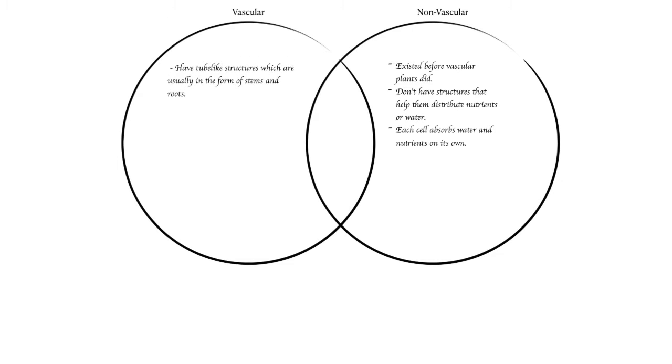Vascular plants have tube-like structures which are usually in the form of stems and roots. These structures carry and distribute nutrients and water. Most vascular plants have seeds, but some vascular plants don't have seeds.